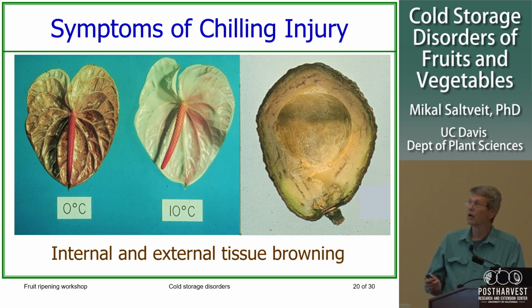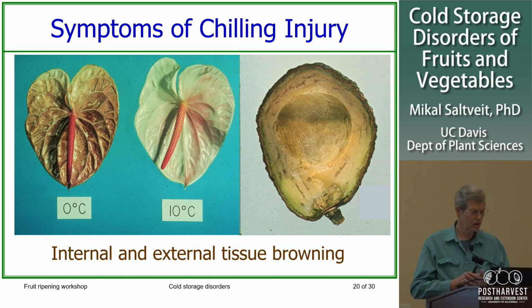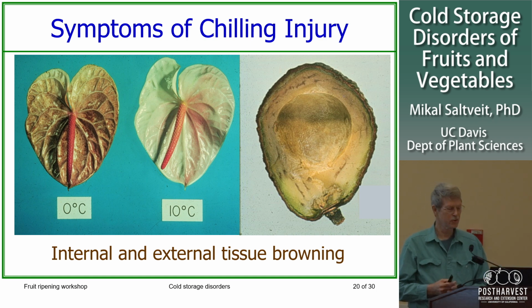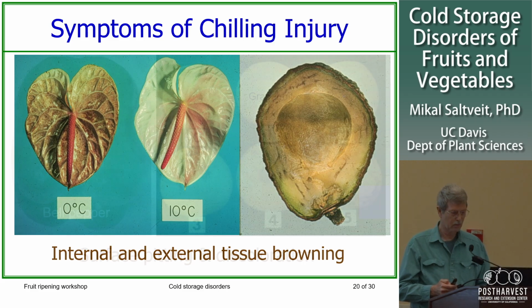Other symptoms are browning in this anthurium. So you get browning. That's often a symptom of chilling injury. Here is avocados. You see vascular browning occurring, some browning of the flesh, but mainly vascular browning, usually caused by oxidation of phenolic compounds that occur in the tissue.